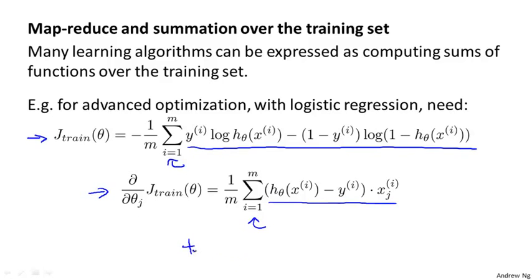This corresponds to adding up those temp i or the temp ij variables, which were computed locally on machine number i. And so the centralized server can sum these things up and get the overall cost function and get the overall partial derivative term, which you can then pass to the advanced optimization algorithm. So more broadly, by taking other learning algorithms and expressing them in summation form, or by expressing them in terms of computing sums of functions over the training set, you can use the MapReduce technique to parallelize other learning algorithms as well and scale them to very large training sets.